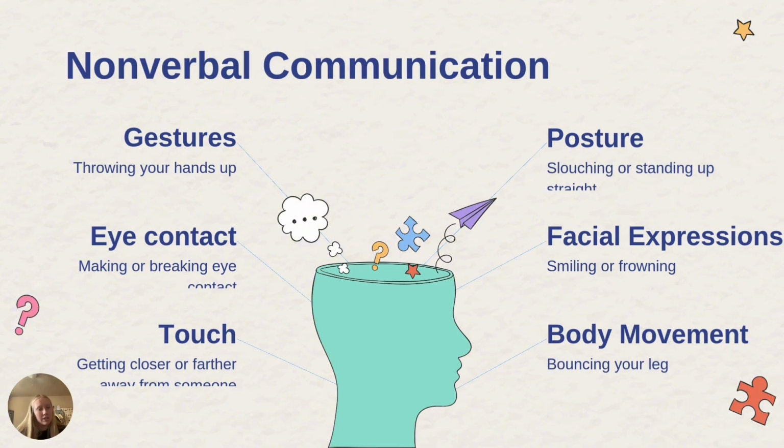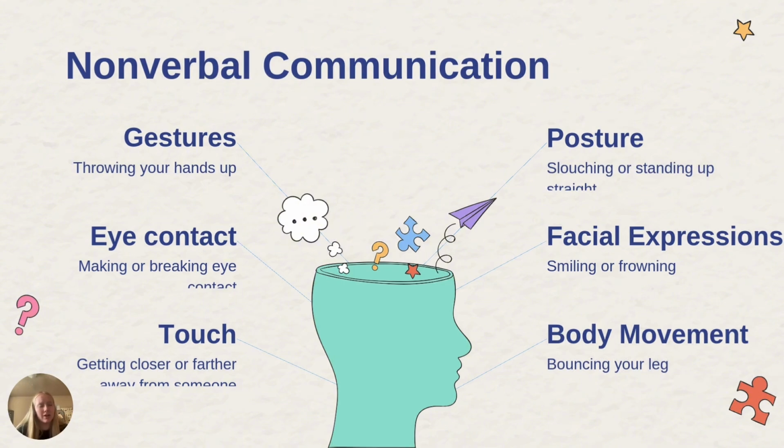Nonverbal communication includes gestures, eye contact, touch, posture, facial expressions, or body movement. For gestures, it could be something like putting up your hand like this, and that would mean stop, but you're not actually saying those words. It's just communicating that through your actions. Eye contact: if we're keeping eye contact with someone, that might mean that we respect them or that we're paying attention. But if we're not, that probably means that we're disengaged or don't respect the person that we're talking to.